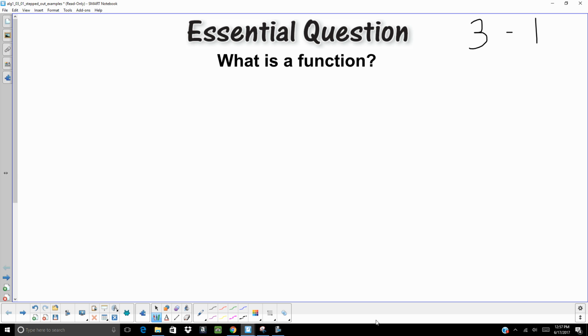Well, that's actually a pretty easy question to answer. If you have a function, you're going to have, for each input, only one output. So for each value of x, you're only going to have one value of y. It can get a little bit more complicated on that, deciding it, but it's really not too bad.